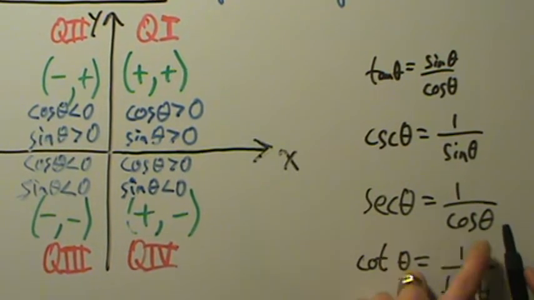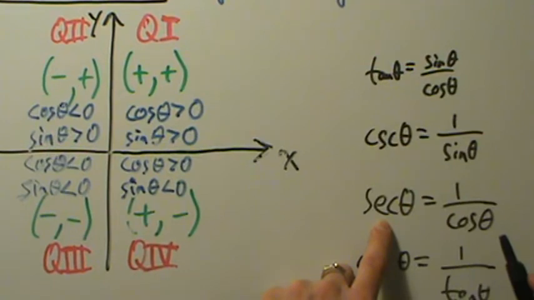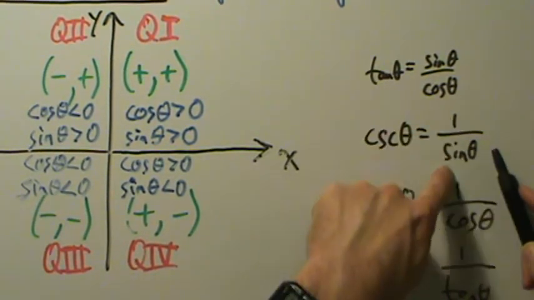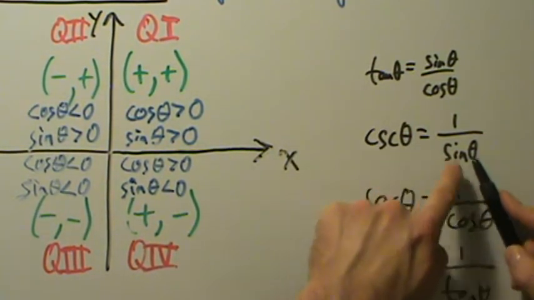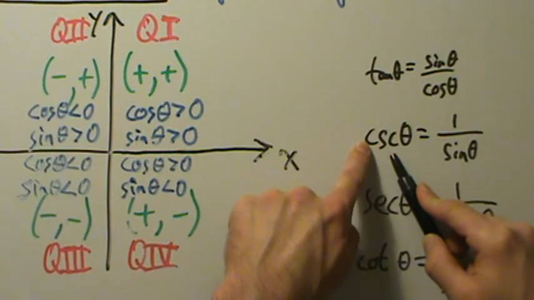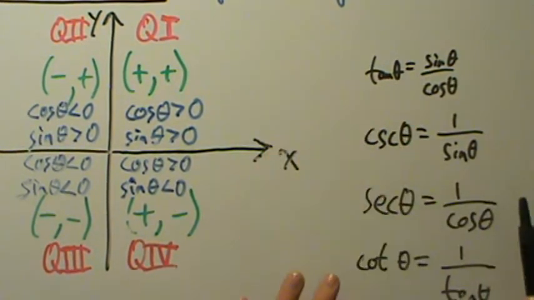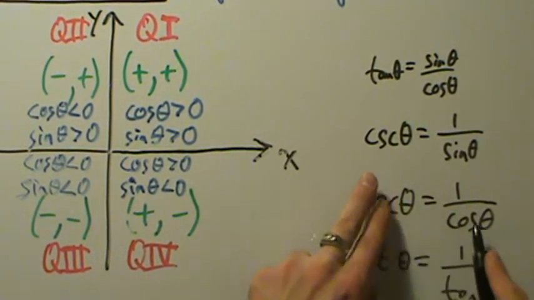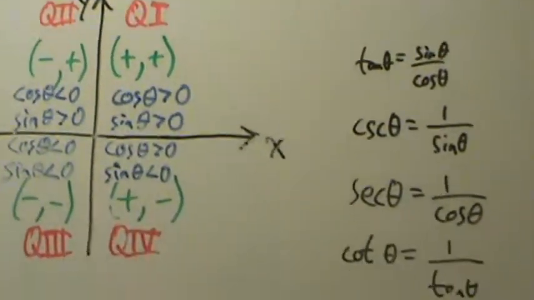Okay, what if the cosine is negative? Then you have 1 divided by a negative number, which means the secant is negative. Same thing up here. If the sine of theta is negative, then 1 divided by a negative number is another negative number. So in other words, the sine of theta and the cosecant of theta are either both positive or both negative. The cosine of theta and the secant of theta are either both positive or both negative. So they have the same sign as each other.